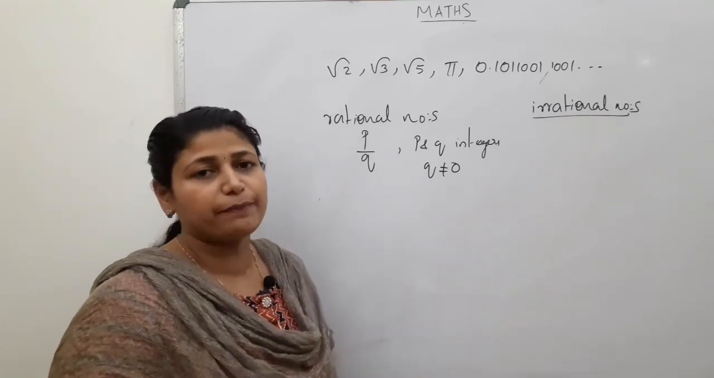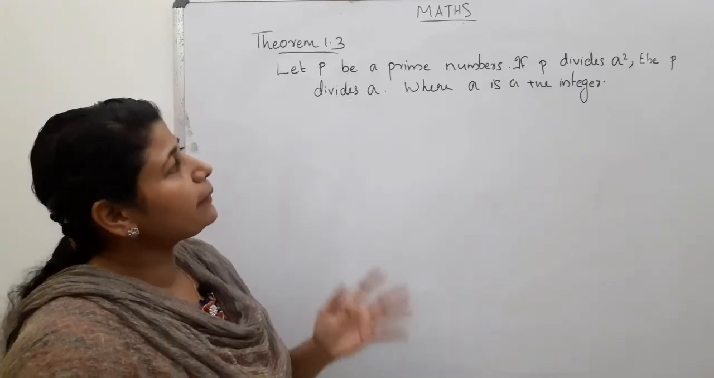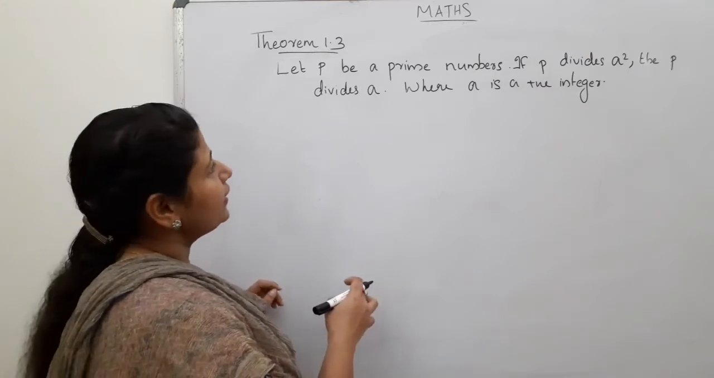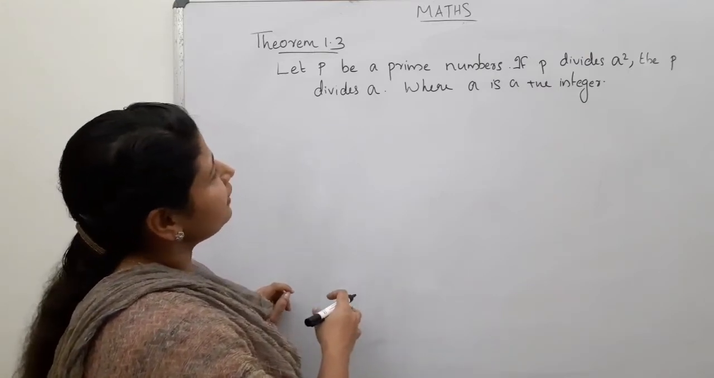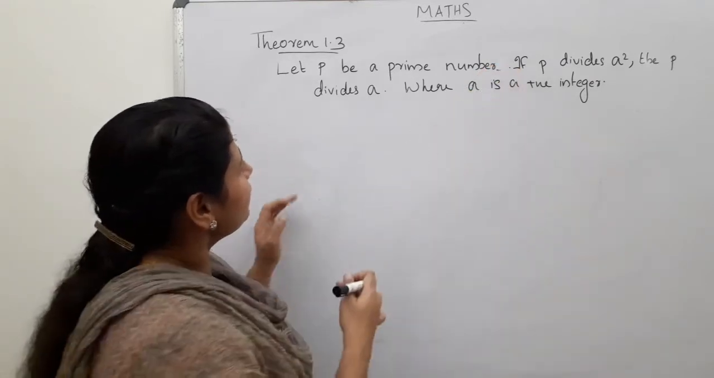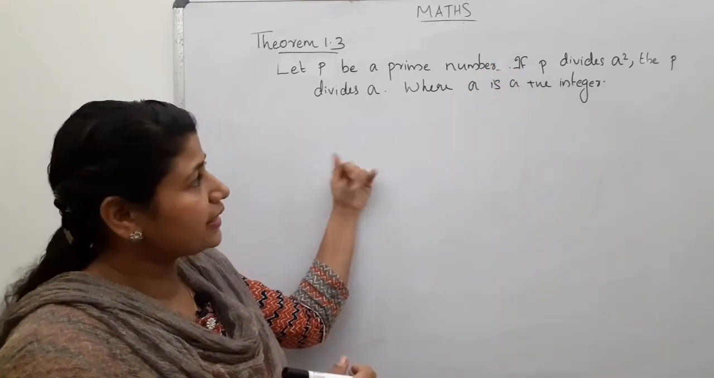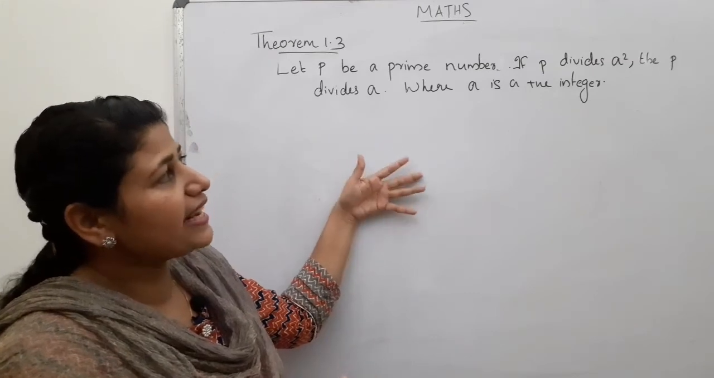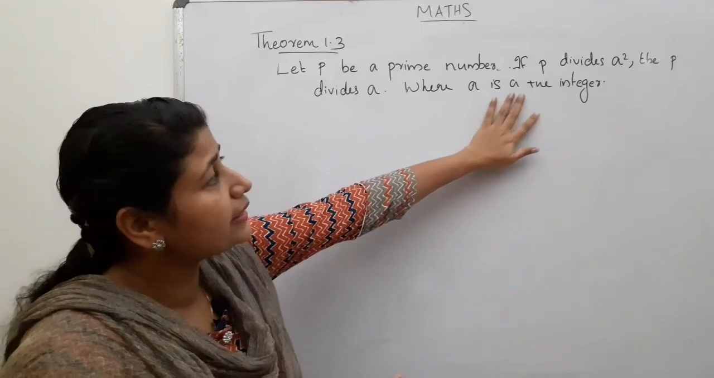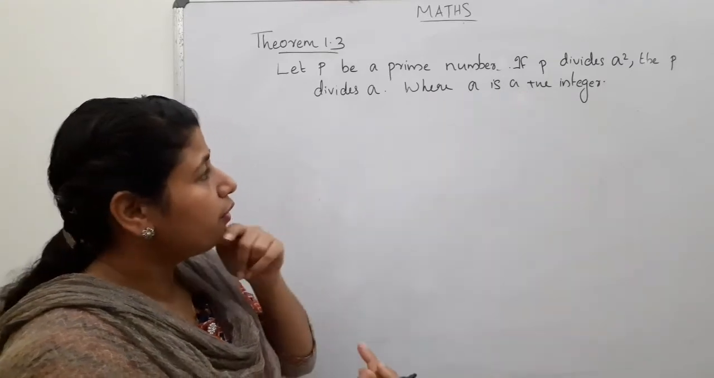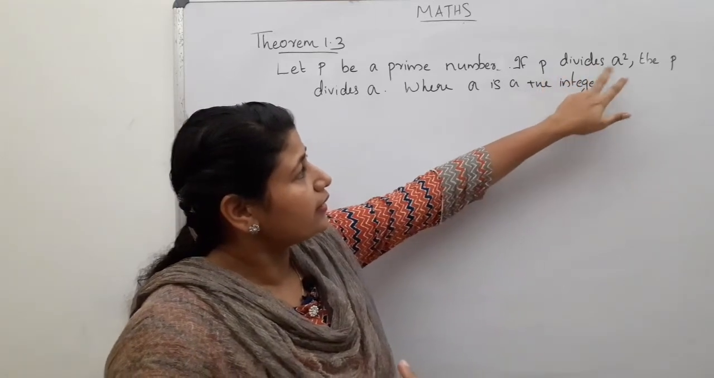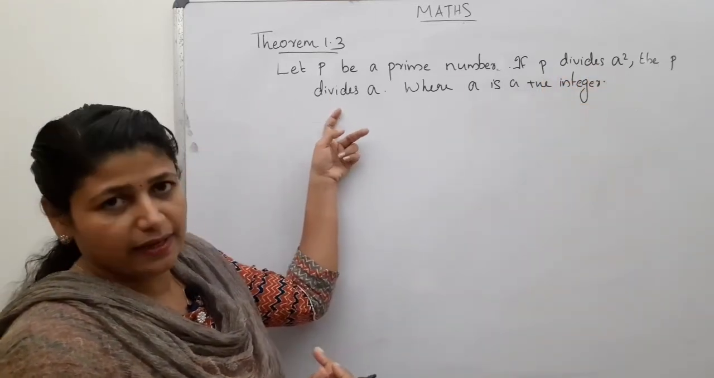Move on to Theorem 1.3. Let p be a prime number. If p divides a square, then p divides a, where a is a positive integer. Got it? p is any prime number, it is given, and p divides a square. a may be any positive integer. So we want to prove that if p divides a square, then p must divide a.